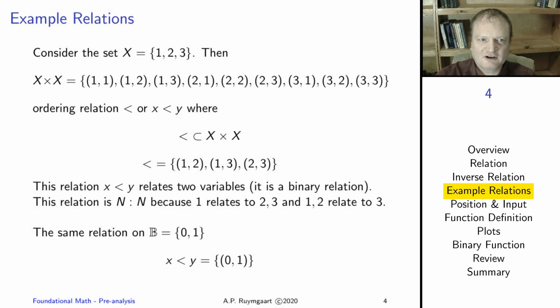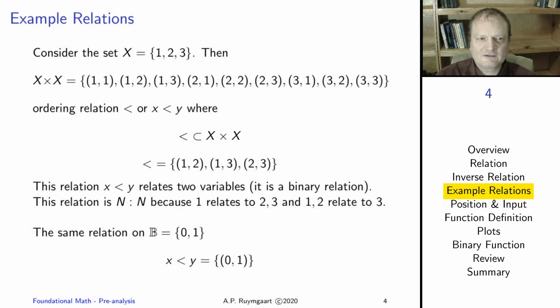Let's look at an example relation. Let's consider the set X with just three elements, the numbers 1, 2, and 3. Then the Cartesian product of X with itself is the set of 9 tuples, where we combine an element of X with another element of the same set. Remember, the cardinality of the Cartesian product is the same as the product of the cardinalities of each of the sets in the product, which is 3 times 3 here. So we have 9 possible ordered pairs. Now, a relation is any subset of this set of tuples.